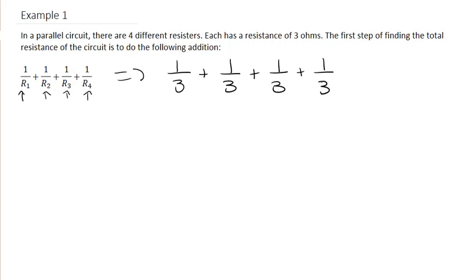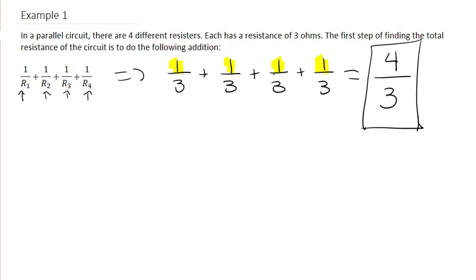So the next step, as we have substituted in our value of 3 ohms to each one, is we're going to add. And how we add is we're only adding the numerators together, and we're going to keep the denominator the same, which is 3. So this becomes 1 plus 1, which is 2, plus another 1 is 3, plus 1 more is 4. So we get 4, and then we keep the denominator, which is 3. And that would be our solution, as this is the first step to finding the total resistance of the circuit, which is 4/3 in this case.